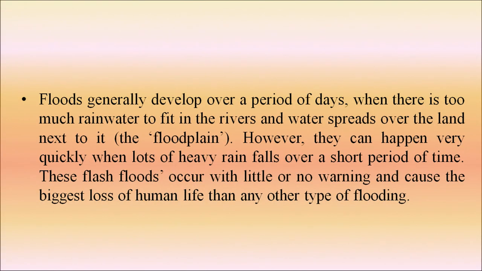Floods generally develop over a period of days when there is too much rainwater to fit into the river and water spreads over the land next to it, that is the floodplain. However, they can happen very quickly when lots of heavy rain falls over a short period of time. These flash floods occur with little or no warning and cause the biggest loss of human life of any type of flooding.